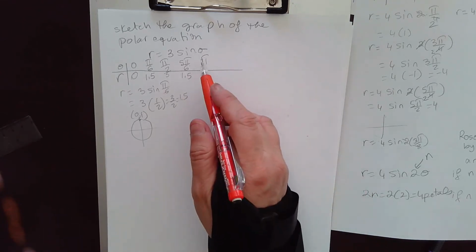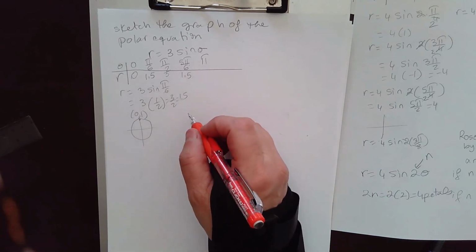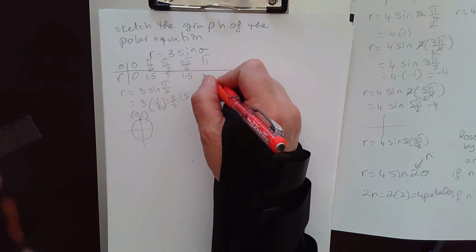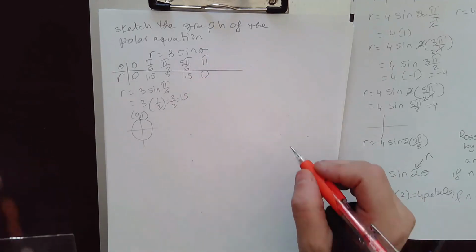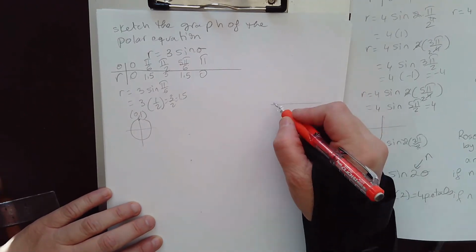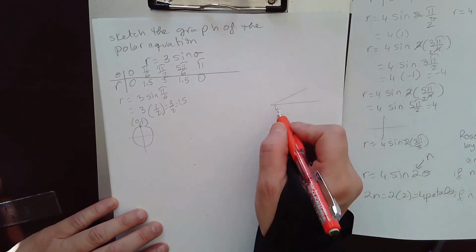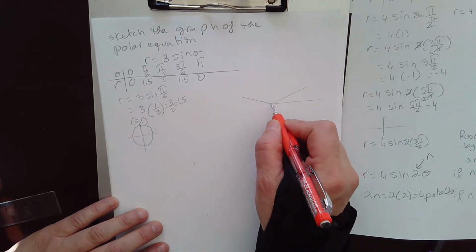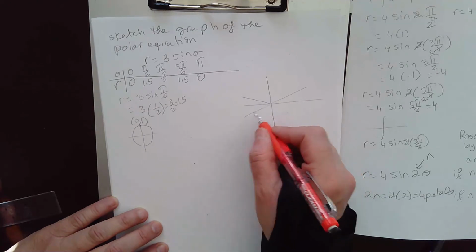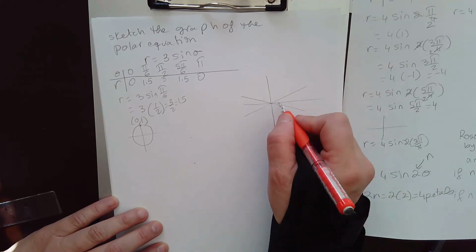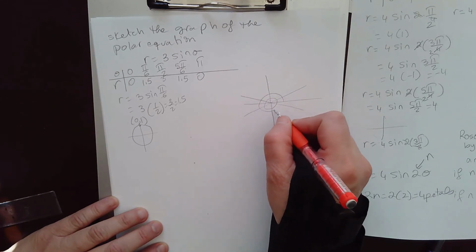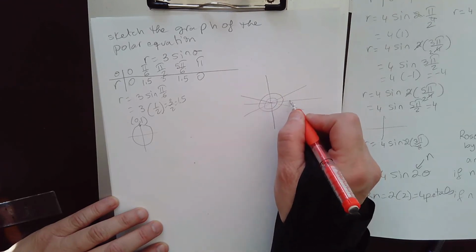Sine pi is 0, so you have 0 here. So let's go ahead and graph it. Let's plot here. This is pi over 6, this is 5 pi over 6, this is pi, this is pi over 2. So we have, this is 1, 2. It's still tough for me to graph it.